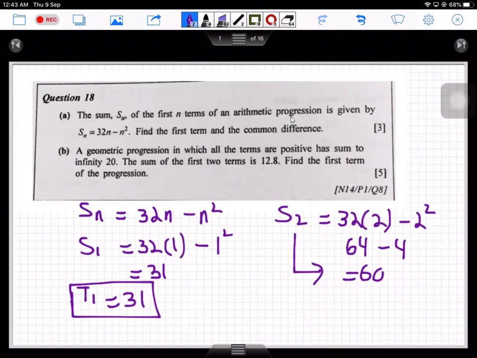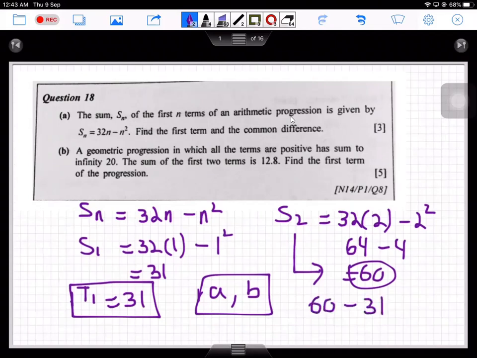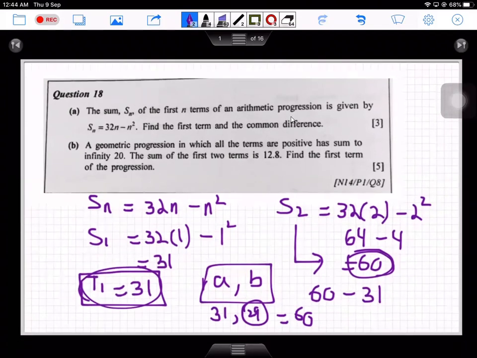So for example, if you have an arithmetic progression where the first term is a and the second term is b, you can say that a plus b is equal to 60, because 60 is the sum of the first two terms. So if I want to find the second term of this arithmetic progression, what I'm going to do is subtract 31 from 60, because 60 is the sum of the first two terms and the first term is 31. Therefore I have to do 60 minus 31, that is 29. So the second term of the arithmetic progression is 29.